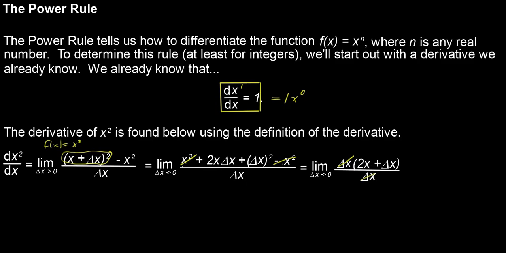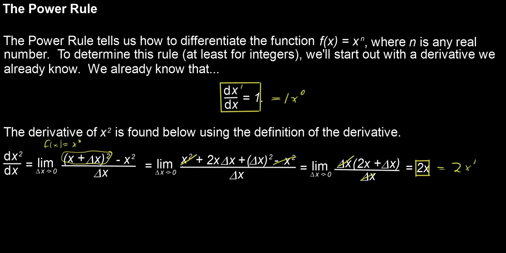And then we're really evaluating the limit of 2x plus delta x, and to evaluate that limit, you can generally at this point just substitute 0 in for delta x. So the derivative of x squared is really just 2x, or we could say 2 times x to the first. So we saw that the derivative of x, or the derivative of x to the first, is just 1 times x to the 0. And we now see that the derivative of x squared is 2 times x to the first.